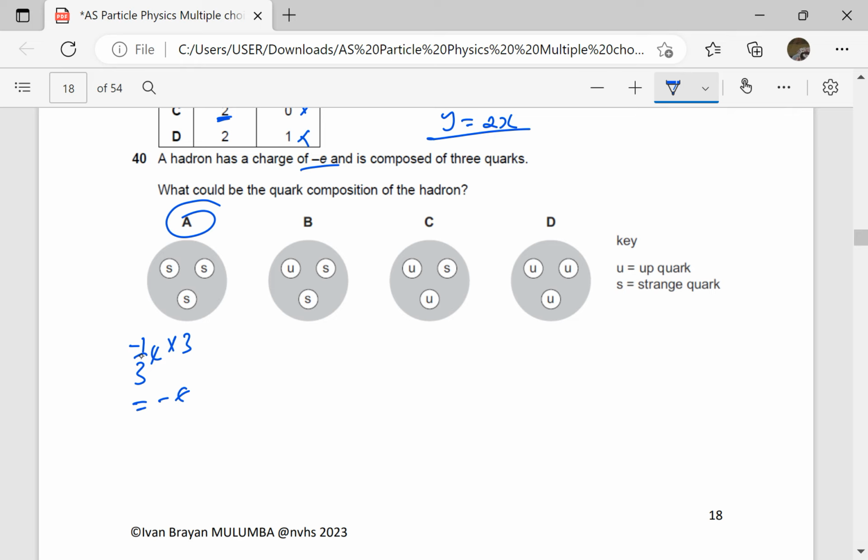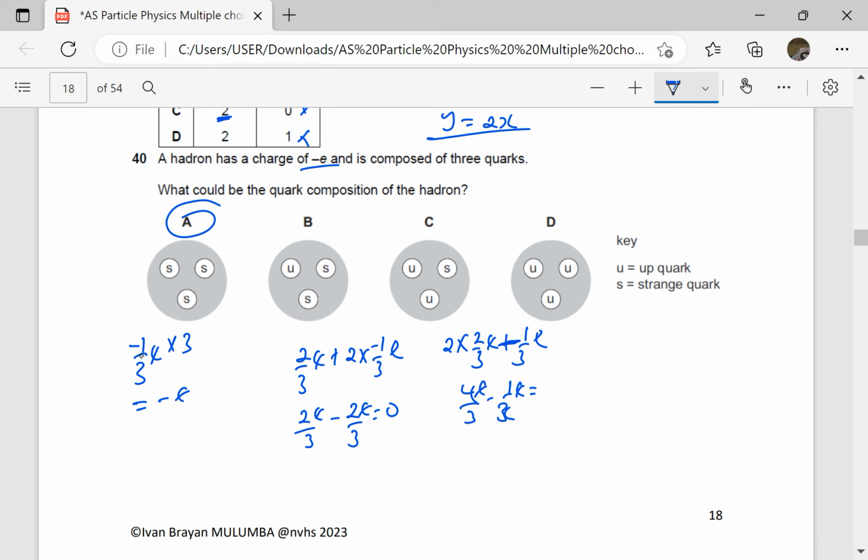You can check the B. Up is 2 over 3e plus, there are 2 strange, so 2 times -1 over 3e. So 2e over 3 minus 2e over 3, that is 0. Here there are 2 up, so 2 times 2 over 3e plus -1 over 3e. So this is 4e over 3 minus 1 over 3e, which is positive e. Up, up, up, those are 3 times 2 over 3e, which gives us positive 2e. So the answer is A.